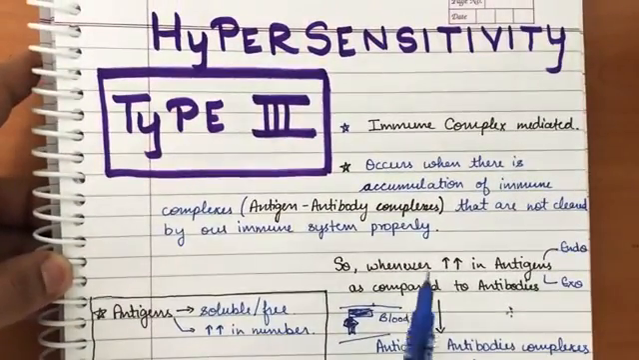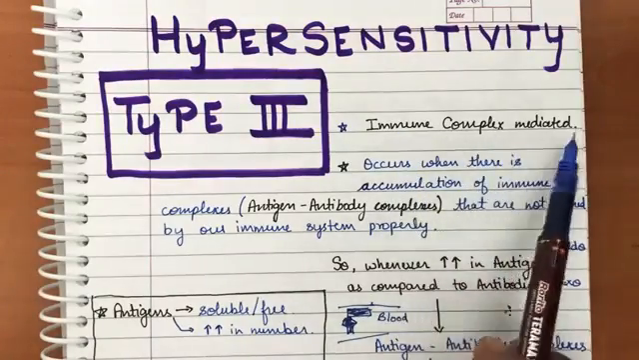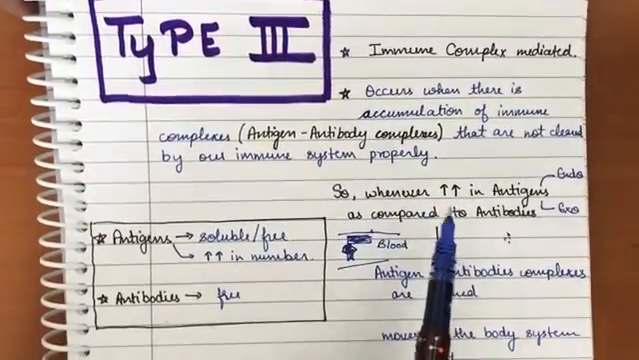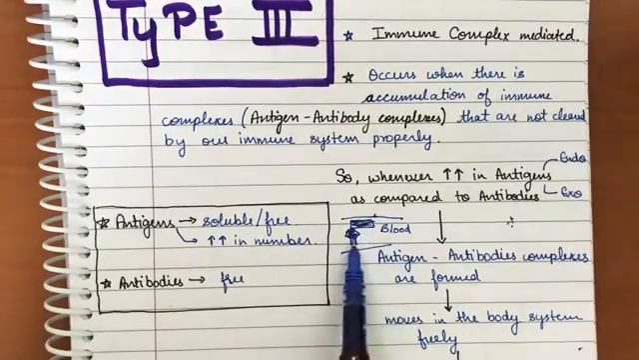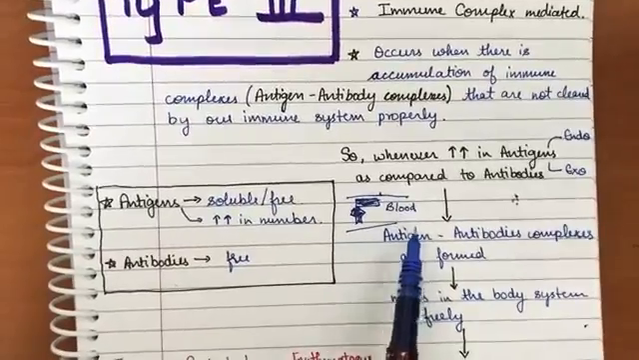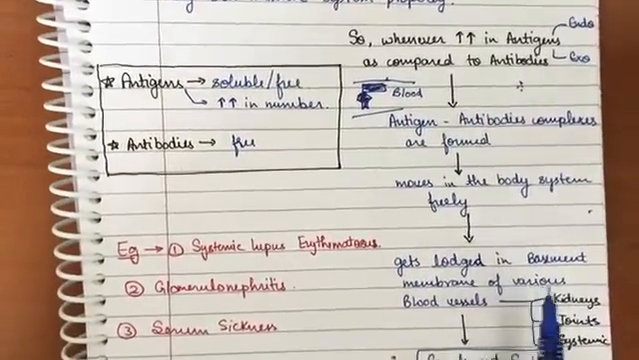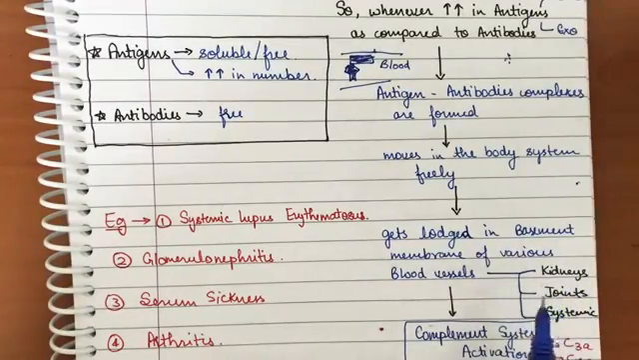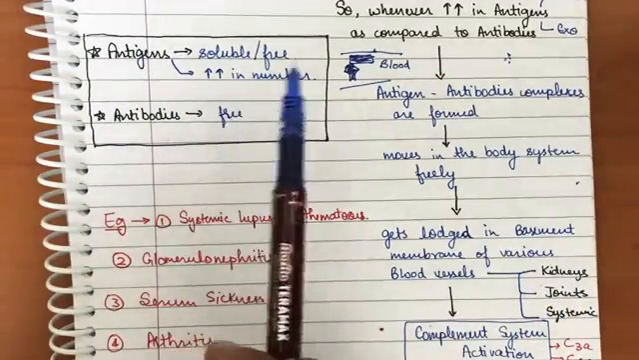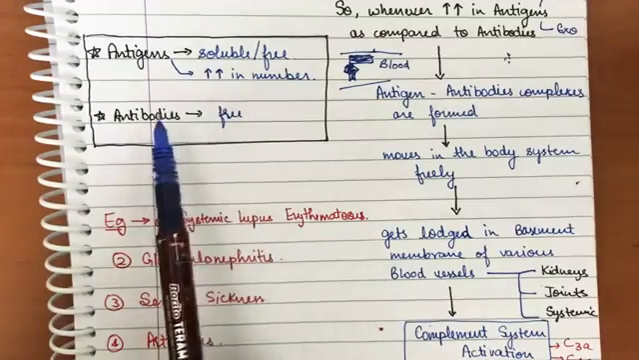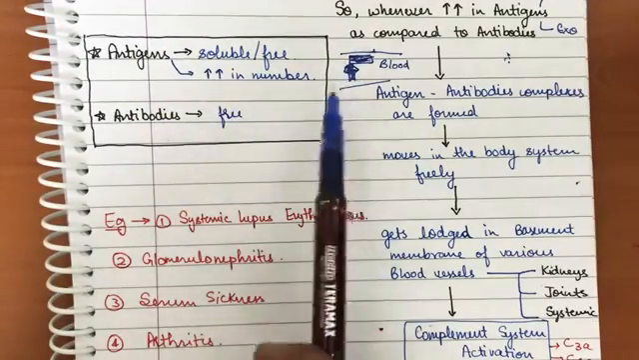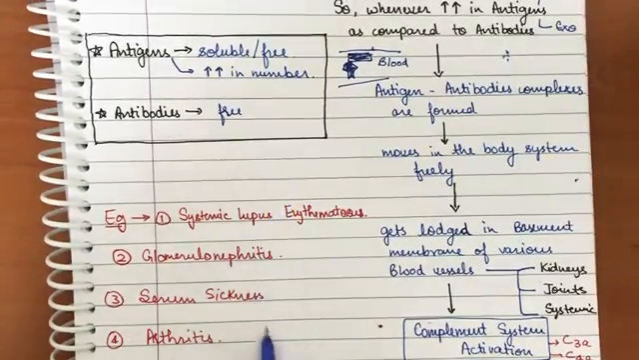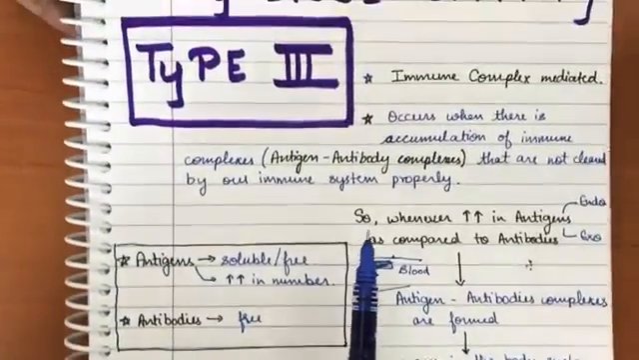You just need to remember some important points, like these are immune complex mediated, which are antigen antibody complexes. They move freely in our circulatory system and they will get lodged in the basement membrane of various organs like kidneys, joints, and other systemic organs. In this, antigens are soluble, free, and also very high in number, and antibodies are also free, so they will form a complex together. And these are the diseases that usually have type 3 hypersensitivity reactions.